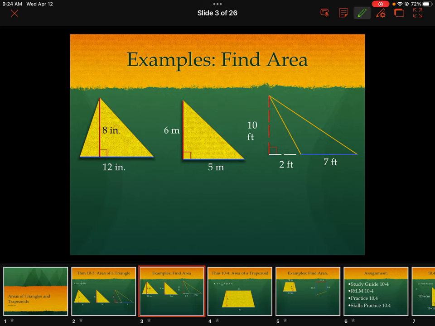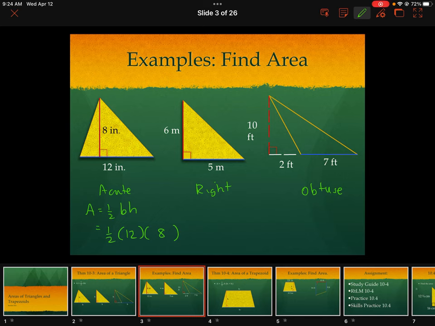So the way this is set up, the first triangle is acute. The second triangle is right. And that third triangle is obtuse, just like our previous slide. If you want to find the area of the triangle, you're going to write down the formula, and you're going to plug in the base length and the length of the height. So we want to do 1/2 times 12 times 8.